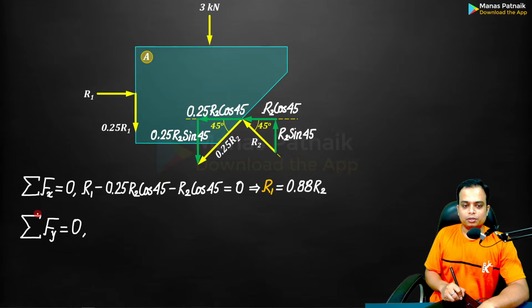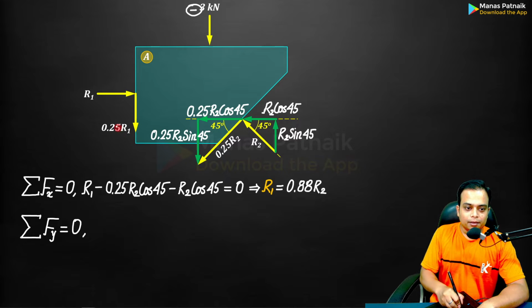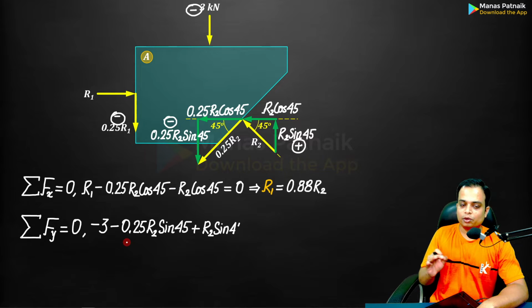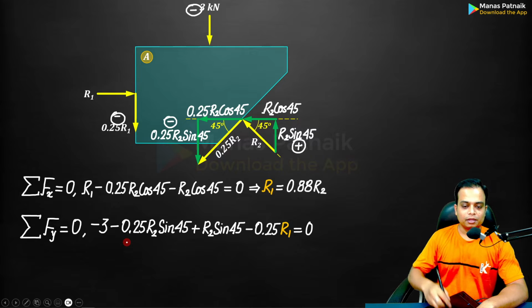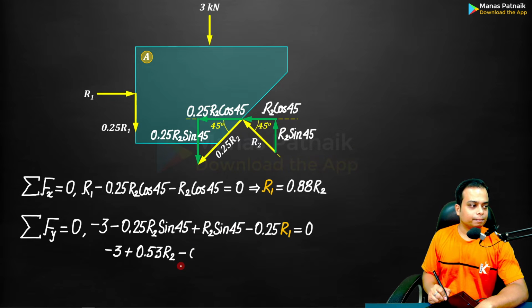Summation Fy is equal to 0. Minus 3 kilonewton. Why? It is going downwards. That's why. Minus 0.25 R1. Minus 0.25 R2 sine 45. Plus R2 sine 45. Watch. Write all of these forces down with their proper signs and equate them to 0. Now what we can do is put this value over here. But before that, you can simplify this further.